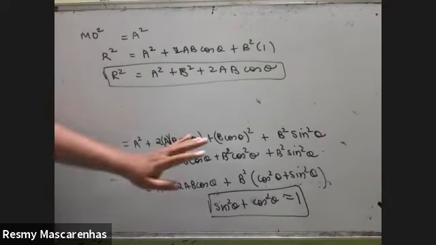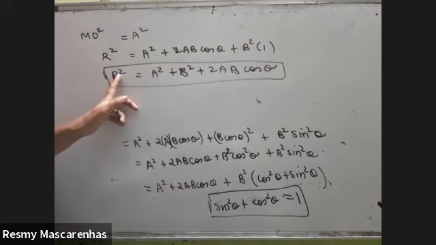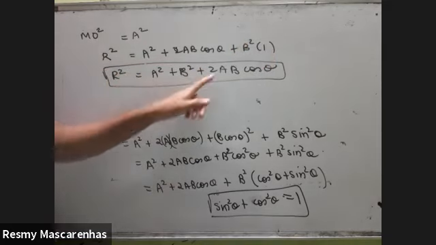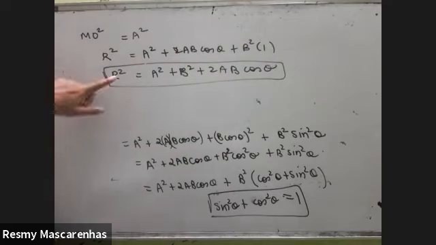If the angle is 90 degrees, then it is only this much: R is root of A square plus B square. But if the angle is not 90, then you have to know this formula. Now for the direction, we'll see.